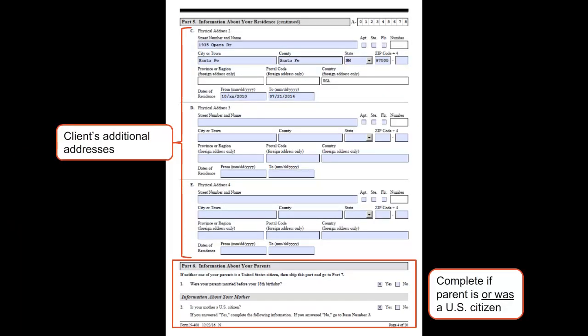Page 4 continues with additional spaces for the applicant's prior residences. If the applicant has more than 4 addresses, attach a continuation sheet. Part 6 relates to if the applicant's mother or father is or was a U.S. citizen. If they are not citizens, you can skip Part 6.